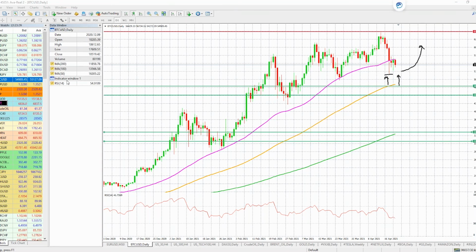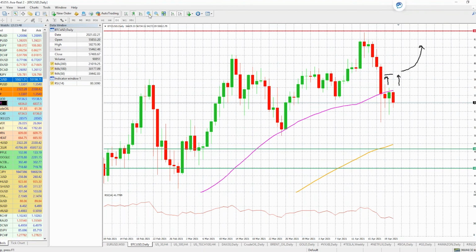Let me just go back to this, and let me show you those big price points. So there we go. You can see that these are the price levels. This is the first support zone that we have marked in. This is where our previous resistance level is marked in.